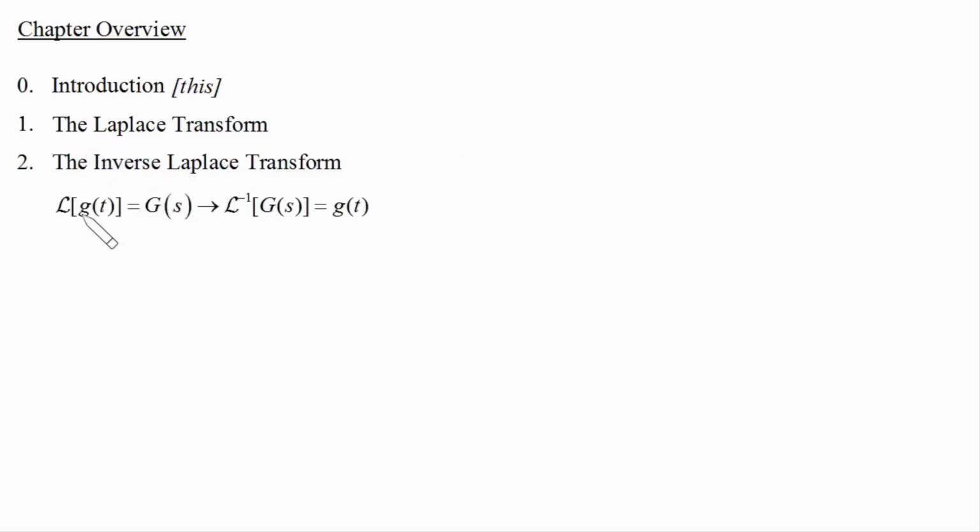So if I take the Laplace transform of some function g of t and I get big G of s, then the inverse Laplace transform, it's written like this with a -1 as a superscript, and I apply the inverse transform to big G of s, I've got to get back to little g of t. For instance, we showed that the constant function 1 has a Laplace transform of 1 over s, so if I apply the inverse Laplace transform to 1 over s, I should get back to the function 1.